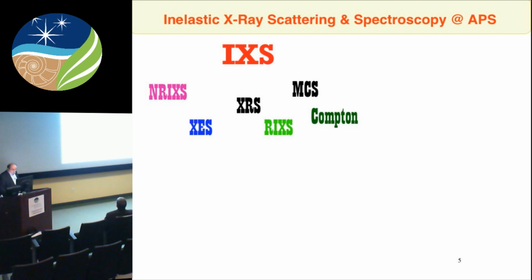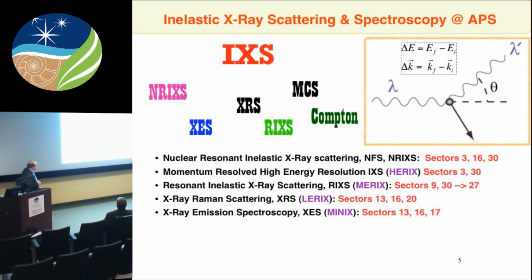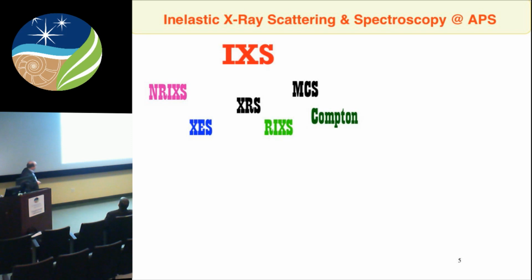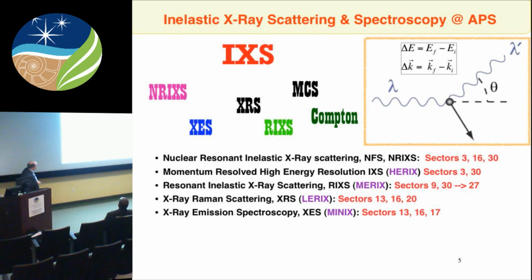At APS, we practice almost all of them except Compton scattering. For nuclear resonance scattering, we have options at sector 3, sector 16, and recently at sector 30. For momentum-resolved inelastic X-ray scattering, we have two instruments, at 3 and 30. Resonant inelastic spectrometer also converged at 27. Now there is a dedicated beamline for this purpose only. X-ray Raman is practiced in some of the beamlines you are participating in, and the same with X-ray emission. So APS is quite rich in that sense. Unfortunately, Compton scattering didn't pick up in the United States, which is a mistake.